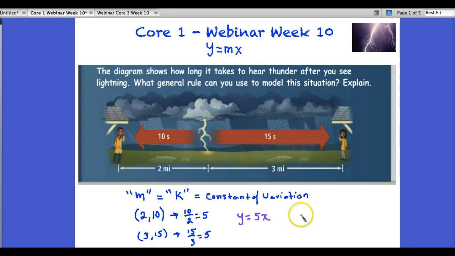All right, so think of direct variation as just y equals mx plus b, but without the b. So that means that all the lines start from 0.